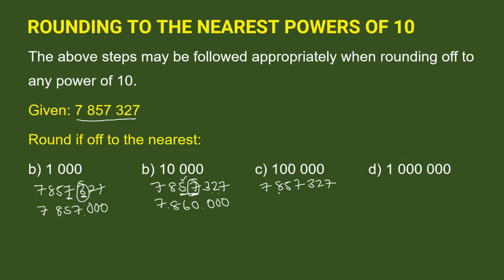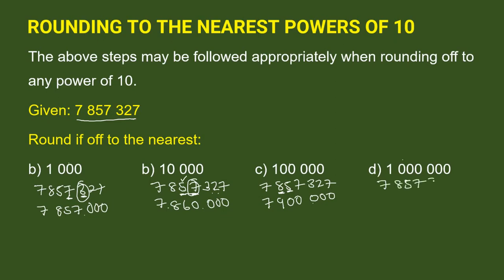All right, this number to the nearest 100,000. The number which is 100,000 is the 8. So the digit to the right of it is 5. Since it is 5, this number 8 will increase by 1 and become 9. So it's 7, 9, and then the rest of the numbers become zeros. So it's 7,900,000.